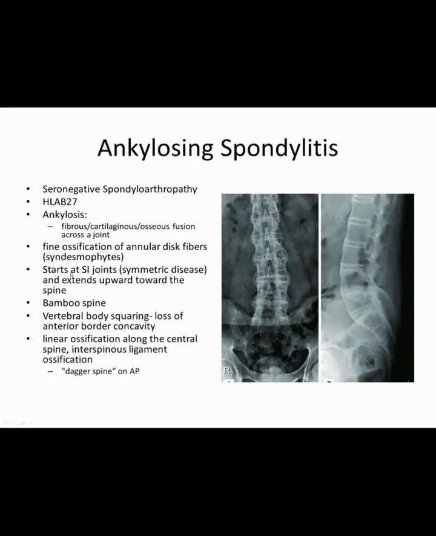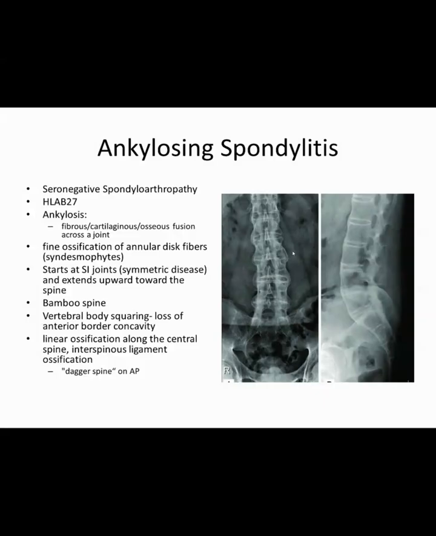And typically it starts at the SI joints, and it usually affects both of them in a symmetrical fashion. You can get increased sclerosis at first, or sacroiliitis to the SI joints, and eventually, if the disease progresses enough, you'll get complete fusion. Afterwards, the disease will ascend in a continuous fashion up the spine and can affect the entire spine. And what you're seeing here, this syndesmophyte formation, is often referred to as bamboo spine.